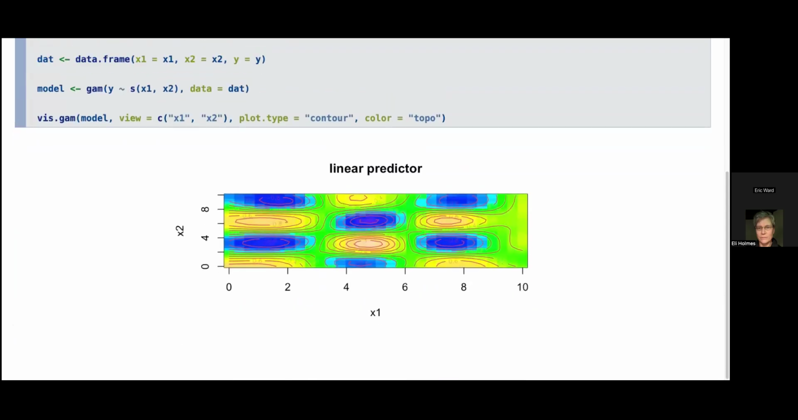So in some cases, we might see a two-dimensional smooth that looks something more like this. This would be an example where these two covariates, x1 and x2, had a lot of interaction, because this is not a very smooth gradient. It's got lots of peaks and valleys where the particular combinations of x1 and x2 really decide whether this interaction is going to have a really strong positive or a really strong negative effect.